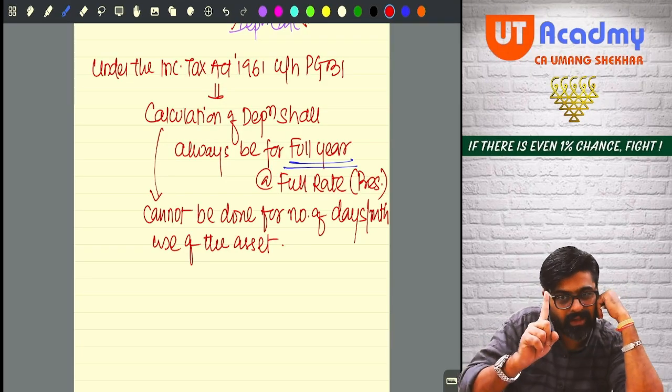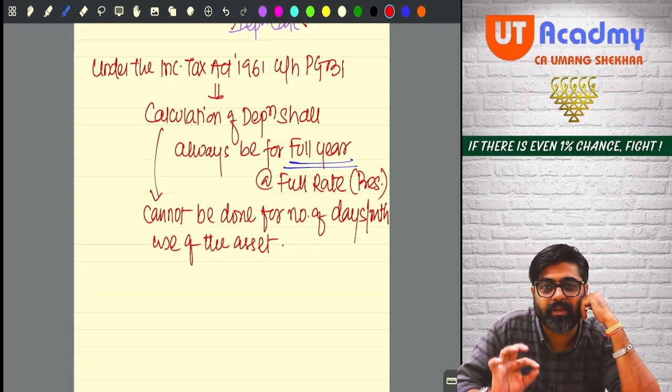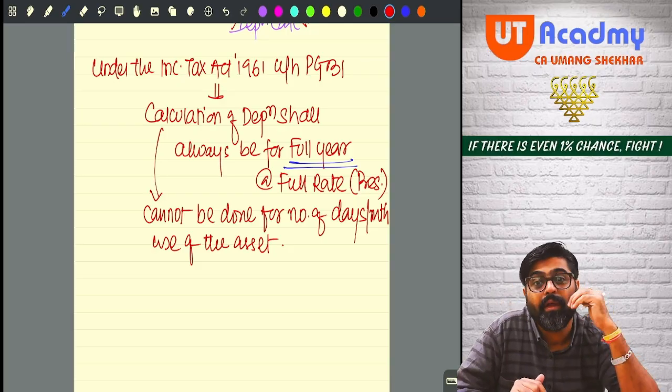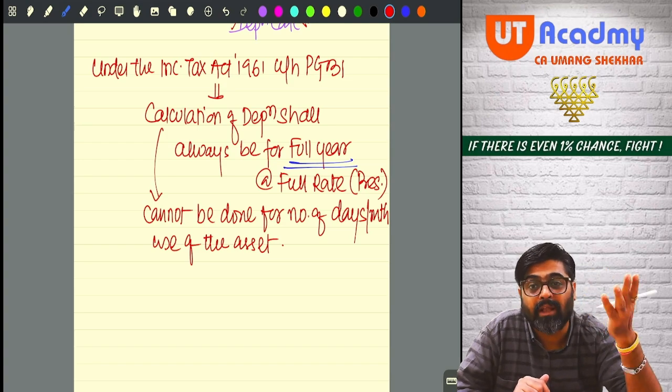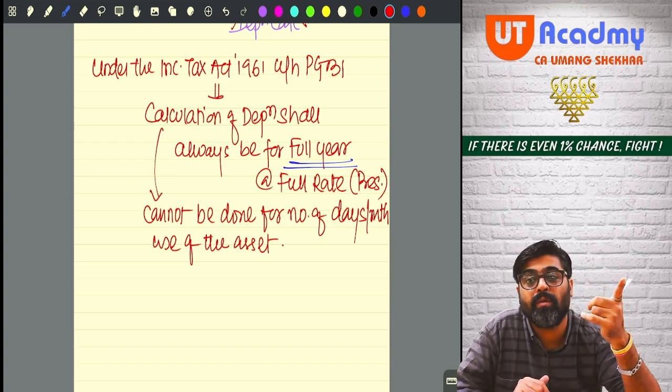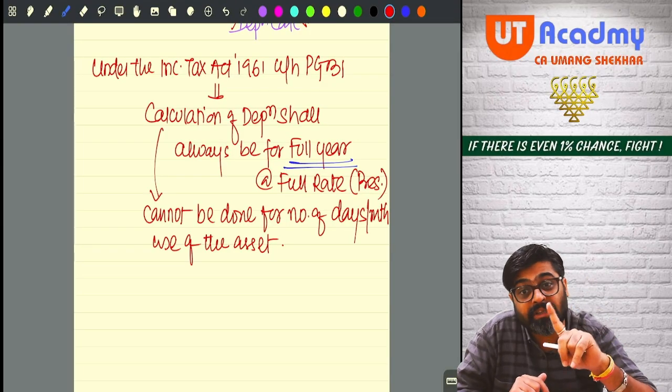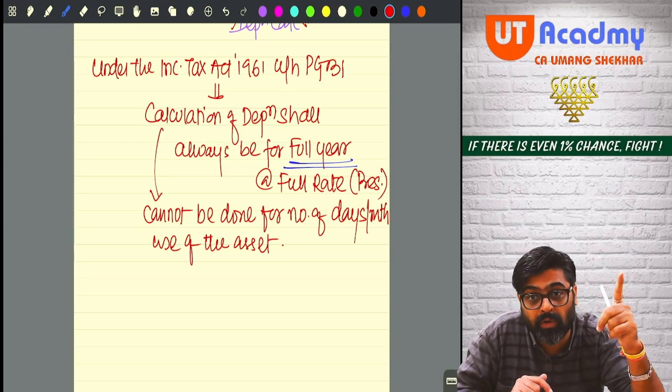But there is one exception. What did I say? One exception. Where the depreciation will not be calculated at full rate, it will be calculated at half rate. But still the depreciation will be calculated for the full year only.